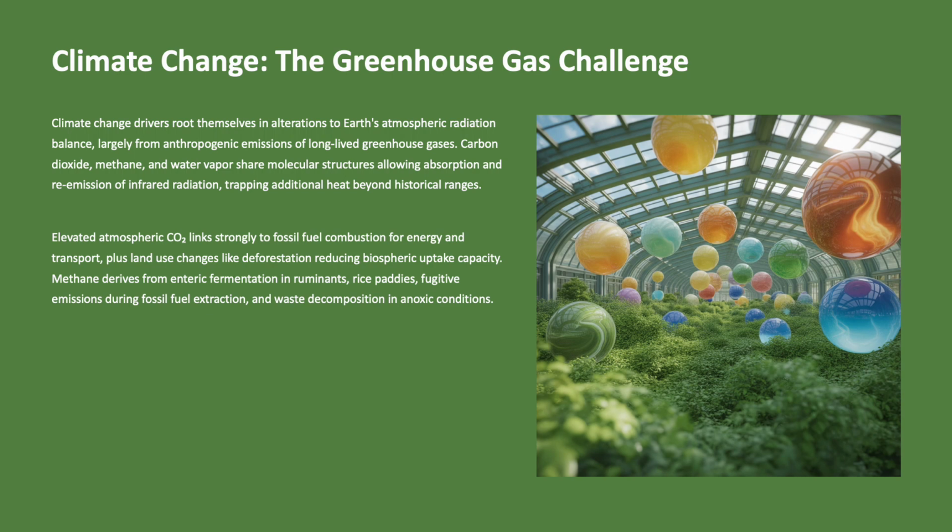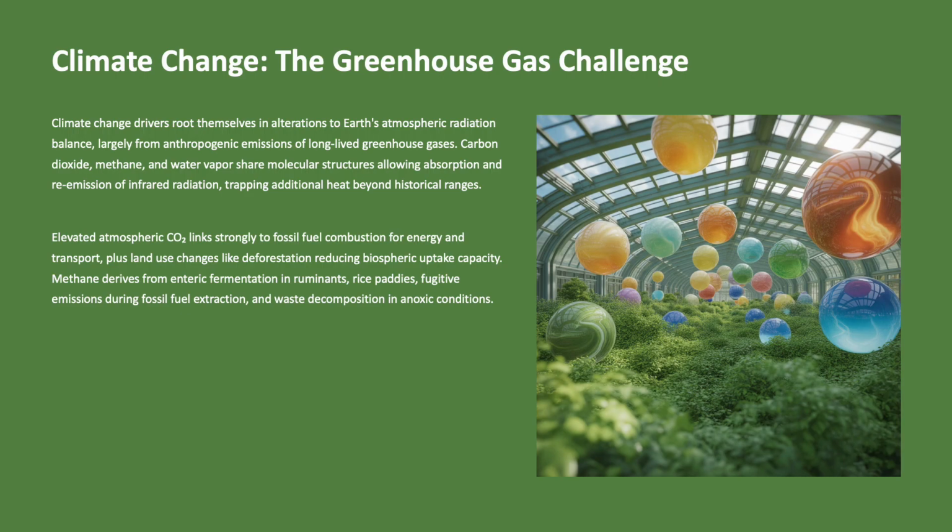Climate change emerges from alterations to Earth's atmospheric radiation balance, primarily driven by human activities. The accumulation of long-lived greenhouse gases, carbon dioxide, methane, and water vapor, intensifies the greenhouse effect by trapping infrared radiation that would otherwise escape into space. This process warms the planet, triggering a cascade of environmental, economic, and social impacts.